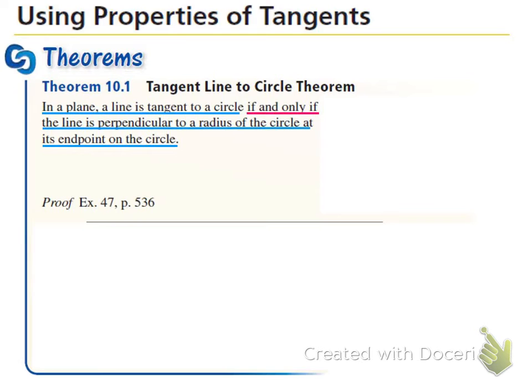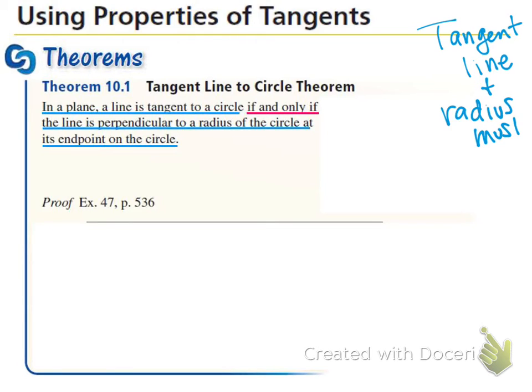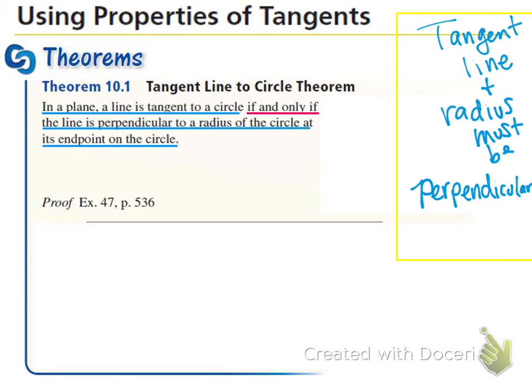So what you're going to write, next to example 3, is that the tangent line and the radius must be perpendicular. And then I would highlight it. Tangent line and the radius must be perpendicular. Oh man, I just cracked my pistol.